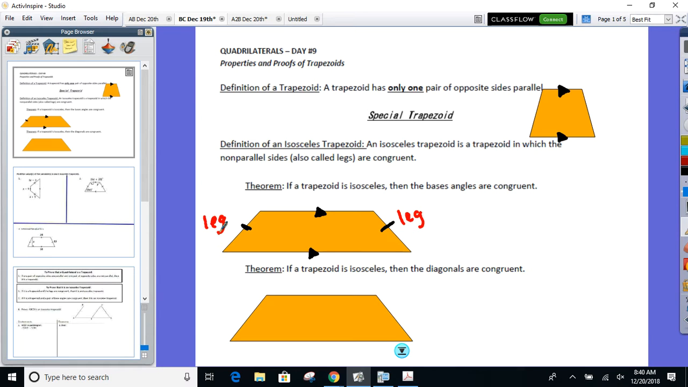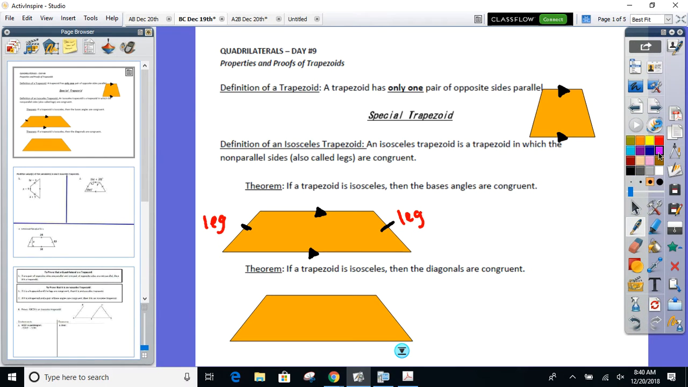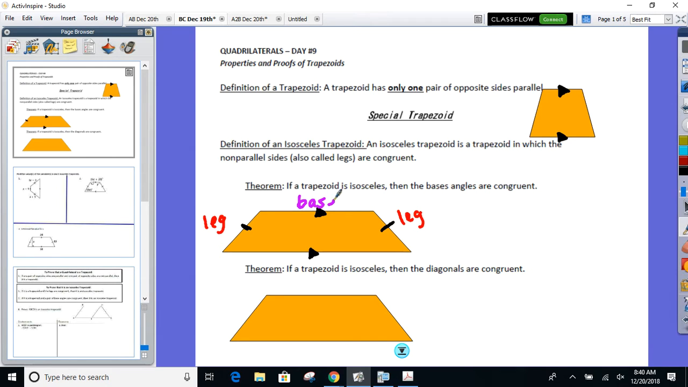And if you're wondering, the base, yeah, I just gave it away, perfect. The parallel sides are called the bases. Two properties I'd like you to be aware of for the isosceles trapezoid. Ready? Base angles are congruent. Base angles are congruent.